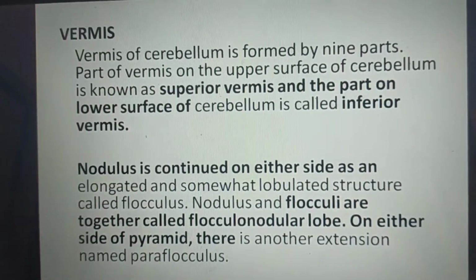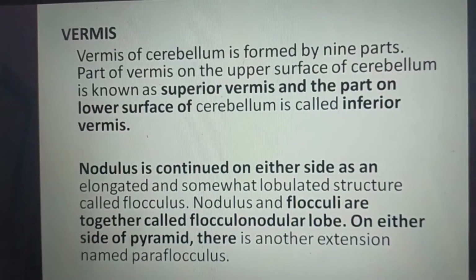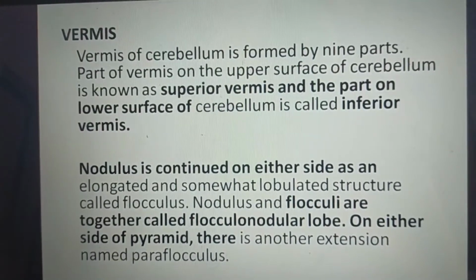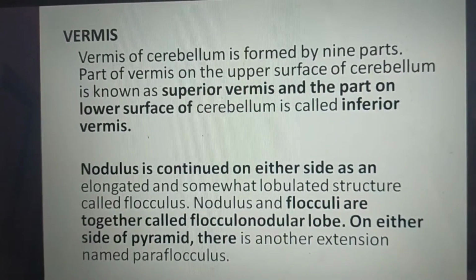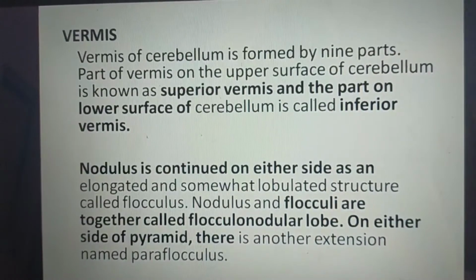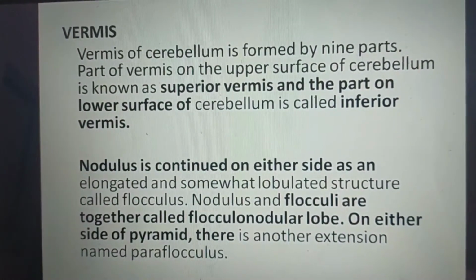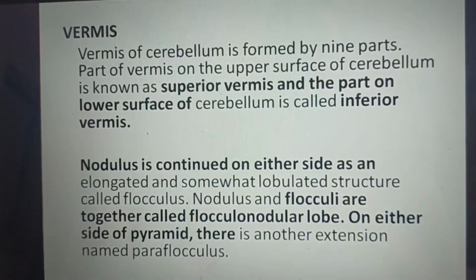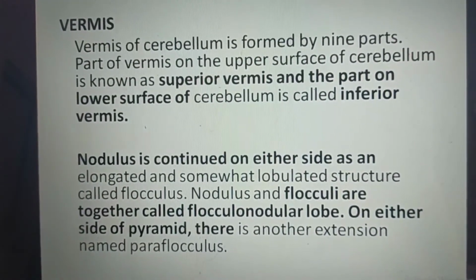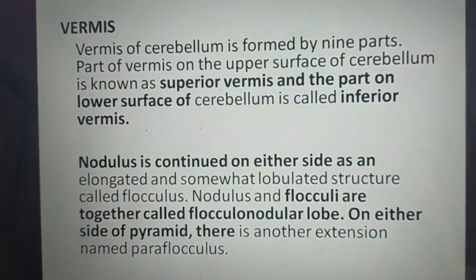Nodulus is continued on either side as an elongated and somewhat lobulated structure called flocculus. Nodulus and flocculi are together called flocculonodular lobe. On either side of pyramid, there is another extension named paraflocculus.